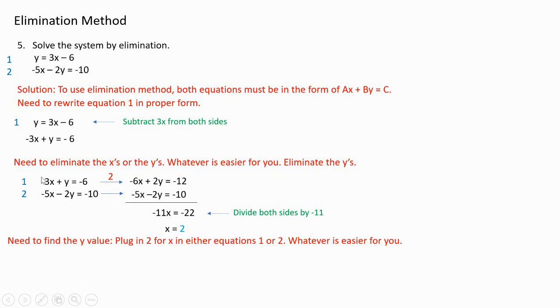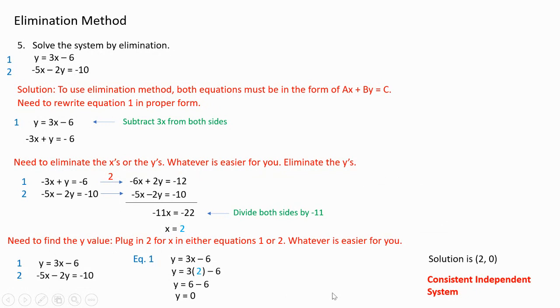So again, I can go back to either 1 or 2, but I can go back to the original, right? And in my opinion, we can go back to number 1 here, how it was in the original state. So again, I plug in 2 for the x. So we got 6 minus 6 equals 0. So we know that the solution is going to be 2, 0. Okay. And again, it's consistent because there's one solution.